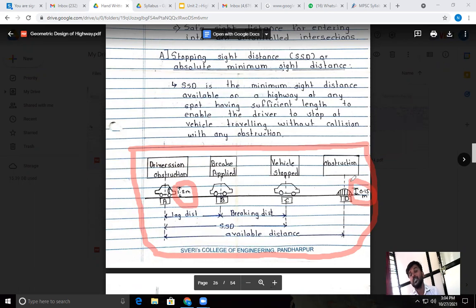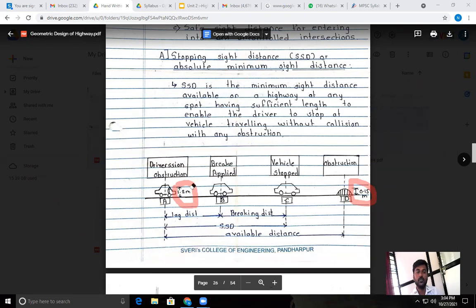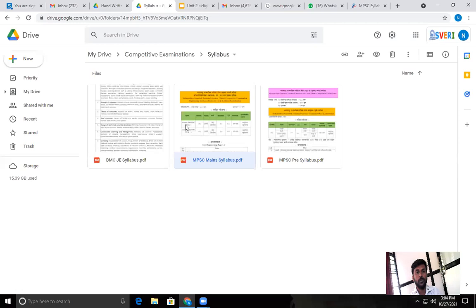This is for SSD, stopping sight distance. And for OSD, or overtaking sight distance, both the driver's height as well as the obstruction height are taken as 1.2 meter. This is very important because this has been asked in various exams multiple times. If you want, I will show you one question paper.